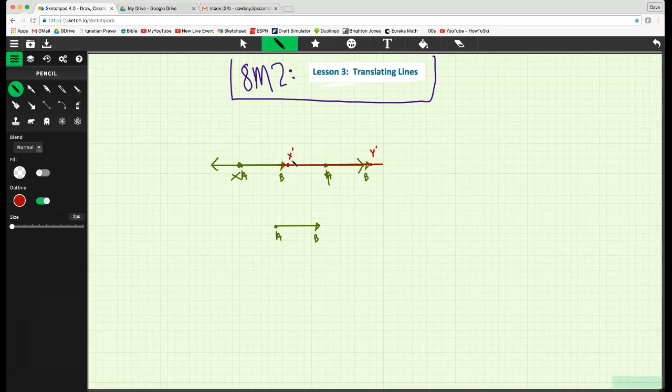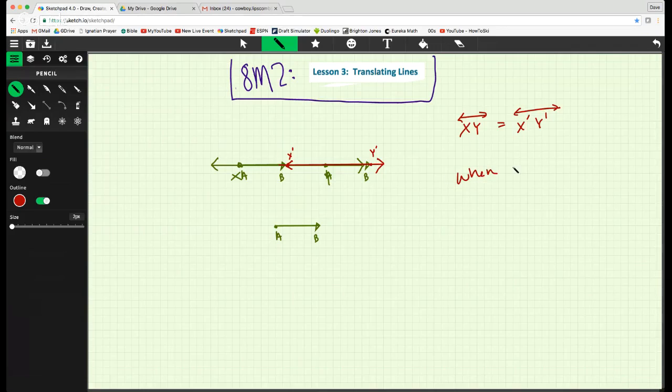And when I draw my line, lo and behold, what is true? They are on top of each other. XY goes infinitely long left and right, and so does X prime Y prime. So line XY, well, let's just say it equals X prime Y prime. They are equal.